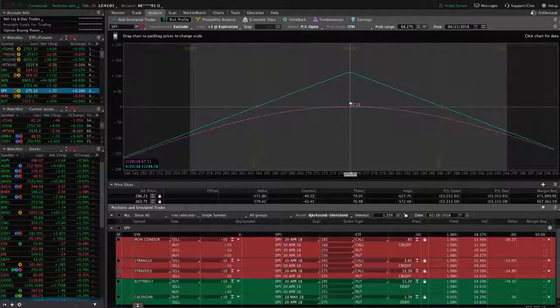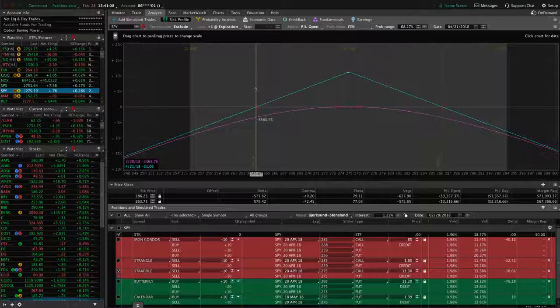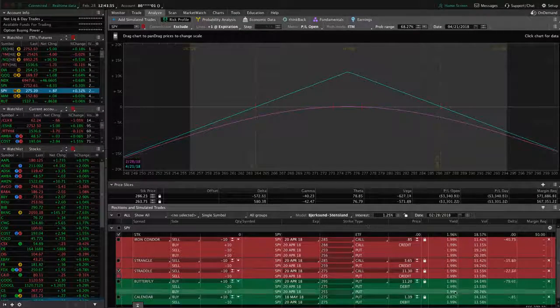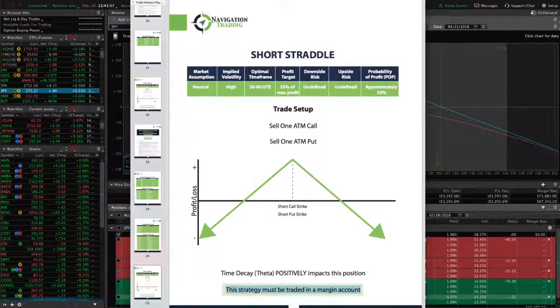So the only difference between a strangle and a straddle is how wide you want to be away from price. A strangle is going to be a little bit wider, but your max profit isn't going to be as high, whereas the straddle is going to be more narrow, but your potential profit is higher. Let's go back to the ebook to look at income strategy number 3.